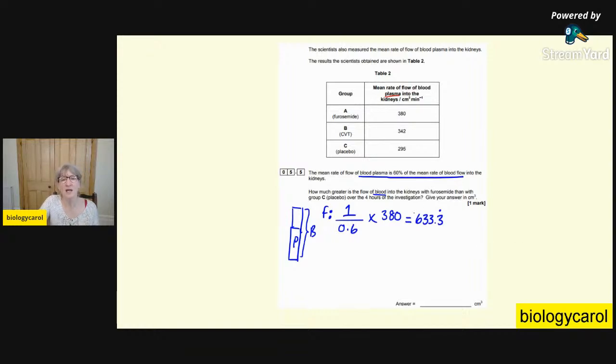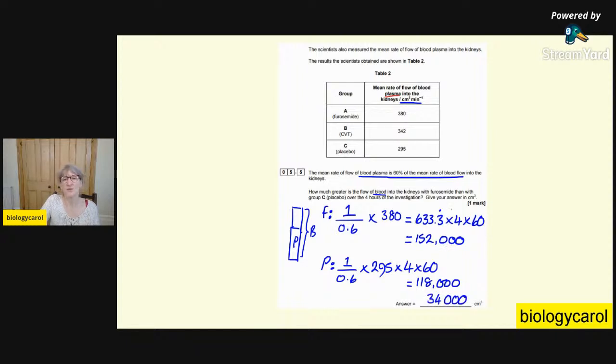But then I notice it's over the 4 hours of the investigation. This is centimetres per minute. So I've now got to times this up by 4 hours times by 60 to get it for the number of minutes, which equals that. For placebo, this is the same calculation, which gives us that. This minus this is 34,000. One paltry flipping mark, I have to say. Stingy. Okay, so anyway, there we go. Moving on.